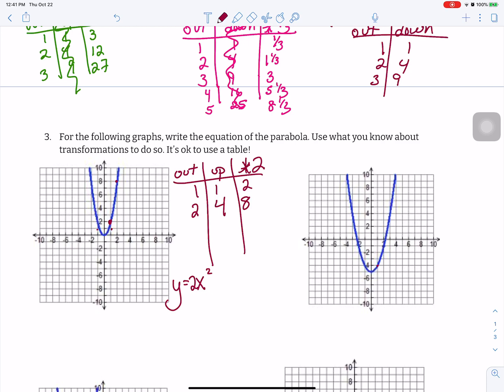Our next one, I can tell if I go out 1, up 1, it's on my grids. Out 2, up 4, it's going to be on my grid. So there's no number up front. It's not flipped. It's not moved left or right, but it is moved down 5. Y equals x squared minus 5.